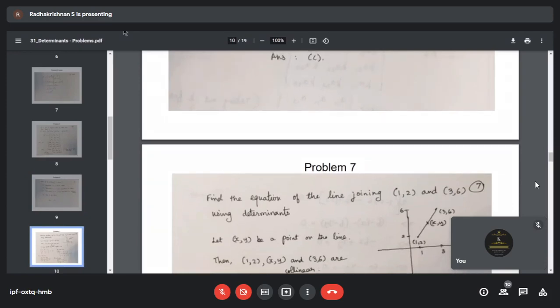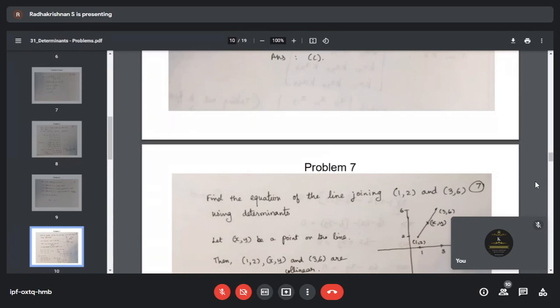Look at this diagram and tell me. Here there are two points given, and suppose there is another point (x, y) we choose on the line. Okay, there are three points. Now, given three points, if they have to form a straight line, they have to be collinear. That means what will be the area of the triangle that we form using these three points?